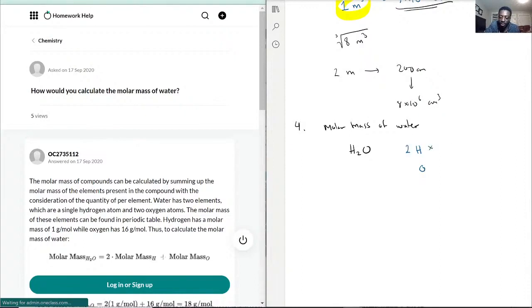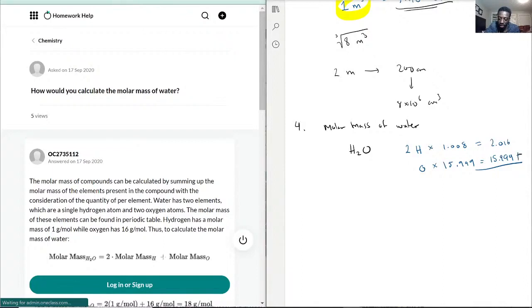So times 1.008, and don't worry, I've just memorized the molar masses of certain things. And oxygen is 15.999, okay? So what that makes us do, so now we have 2.016 and 15.999. We add them.